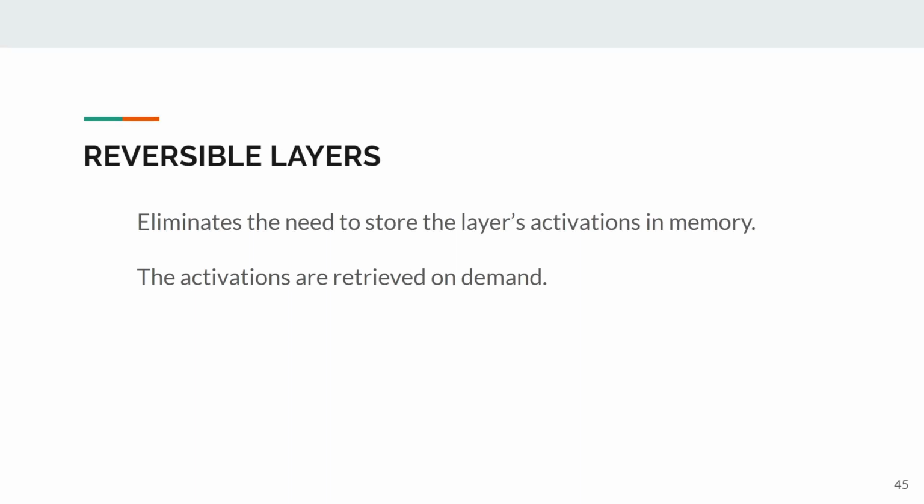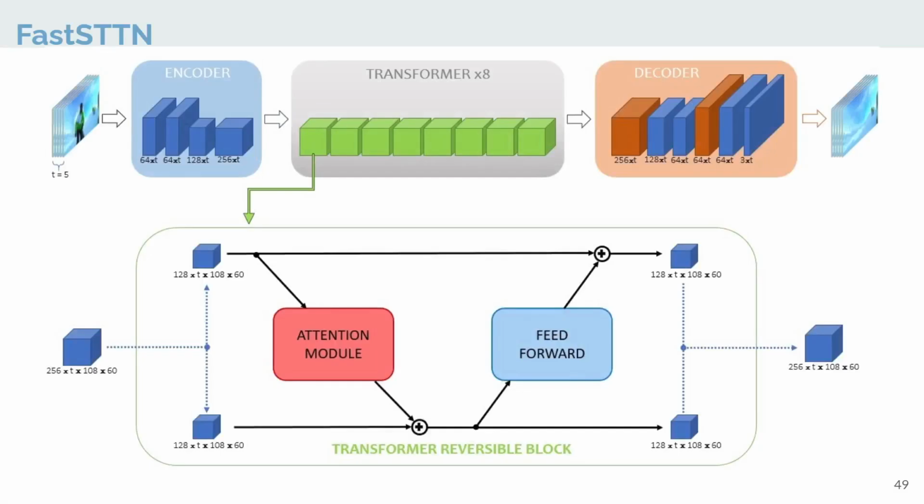The reversible layers method eliminates the need to store the layer's activations in memory. In this method, the activations are deleted from memory and are retrieved on demand during backpropagation. This is the overall architecture of the Fast STTN. Similar to the STTN, T frames and binary masks enter the network, going through an encoder, 8 transformer blocks, and a decoder. The reversible layers method is applied directly to the transformer blocks.